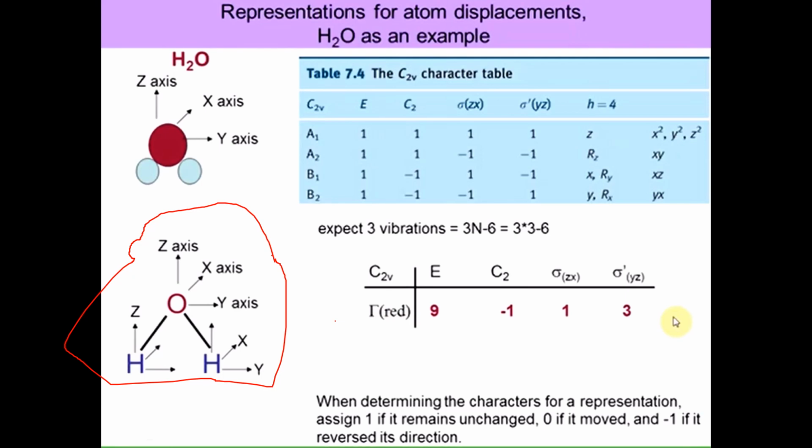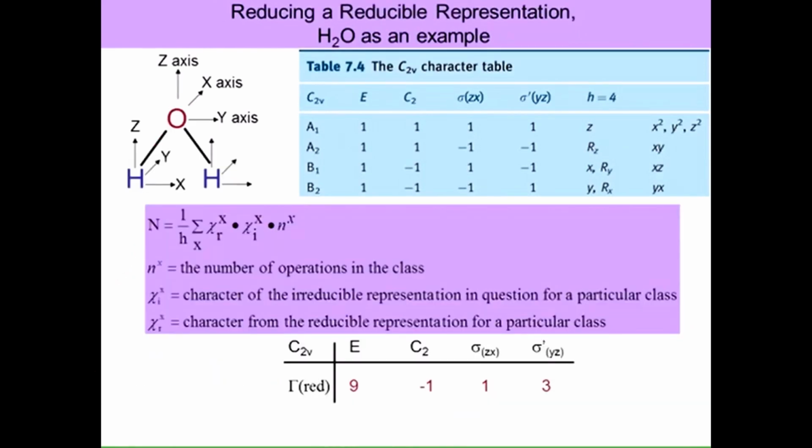And how many atoms are there? 3. So 3 multiplied by -1, so it will be -3. So the overall for the molecule, it will be 6 minus 3, so it will be 3. So this is the reducible representation. That is, with respect to the E, it will be 9. With respect to the C2, it is -1, sigma xz 1 and 3.